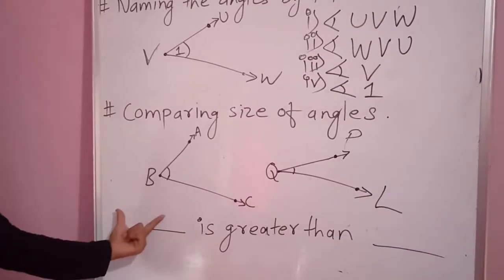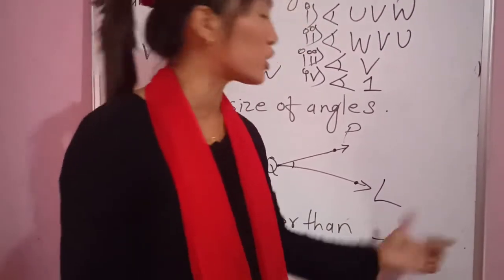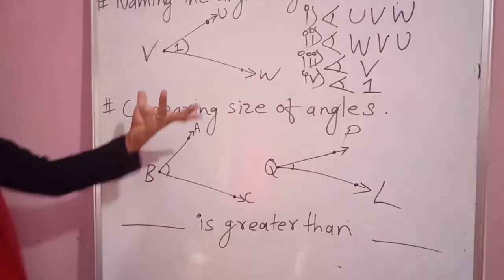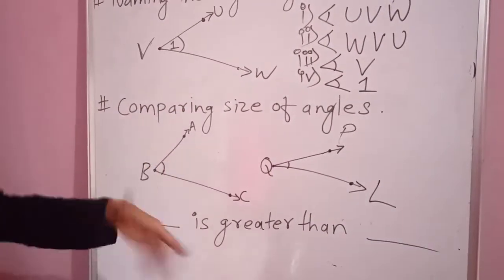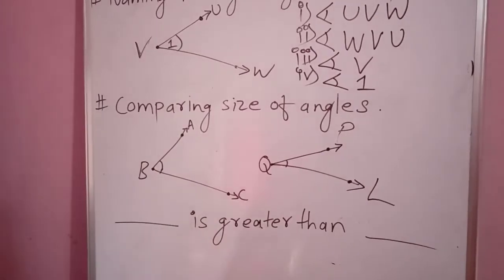You have to write the angle that is bigger here. And in this second blank you have to write the name of the angle which is smaller. And how will you identify? How will you get to know which one is bigger or smaller? Now I am going to tell you how to identify.